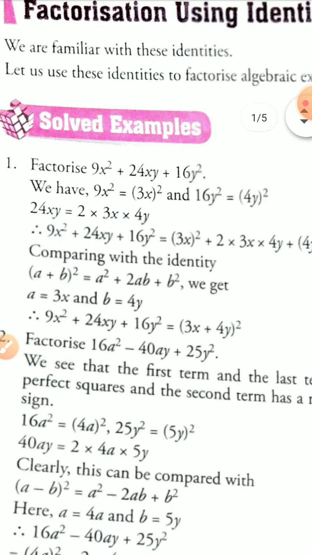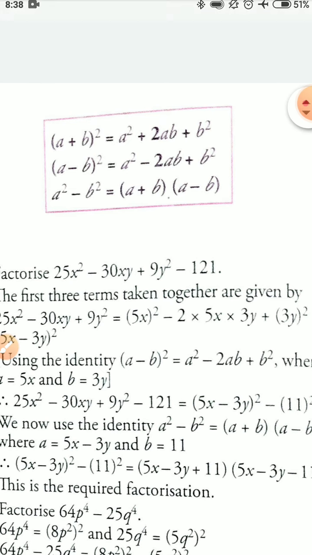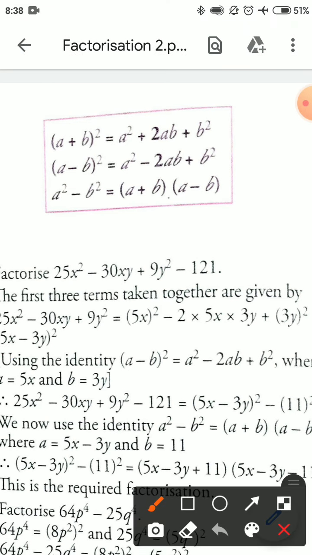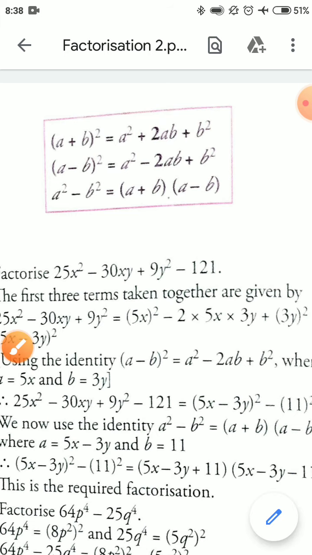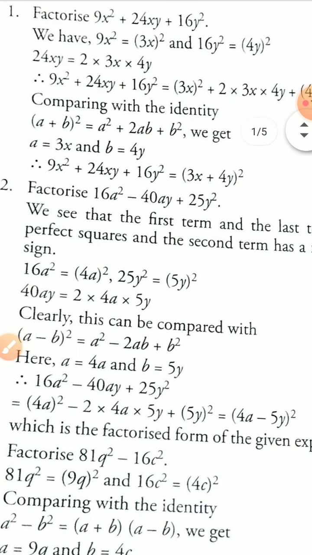So in these types of questions, all you need to do is rewrite the terms so that it matches with any of these three identities, right? So we saw this time a plus b whole square. Now let us move on to solving a question where we will use the identity a minus b whole square.